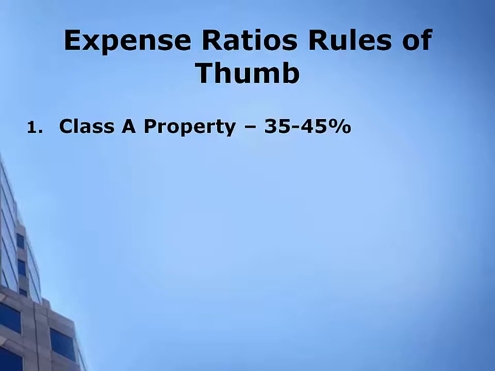So they'll drive their rents down lower and still make a great profit at a 35 to 45% expense ratio. So the economy will not allow you to own a property with a 29% expense ratio.